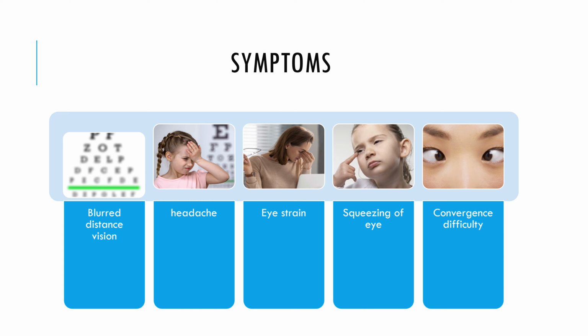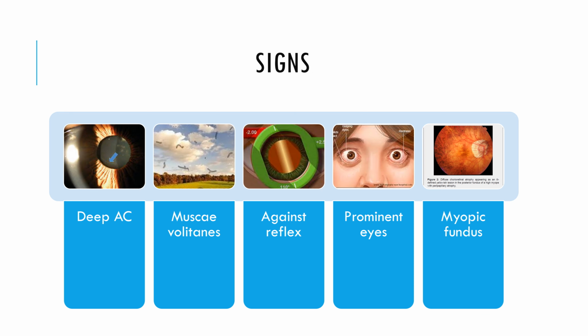And this is because the myopes don't accommodate, so this causes a deficiency in accommodation. The signs of myopia include a deep anterior chamber because the eyeball is a little lengthier, muscae volitantes, the floating black opacities caused by the liquefied vitreous, and the classic against reflex in retinoscopy. And the prominent eyes, this is because when the axial length increases, the eyeball looks very prominent. And in the retina, we see the myopic fundus changes, namely in progressive myopia, there is atrophy of the retinal pigment epithelium and the choriocapillaris, which gives a classic myopic appearance to the retina.